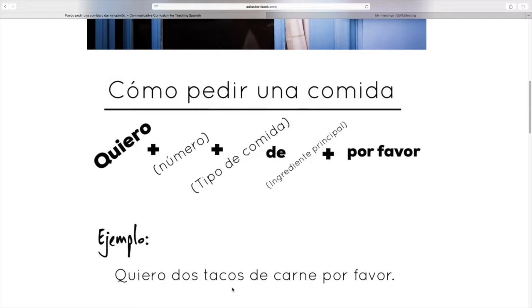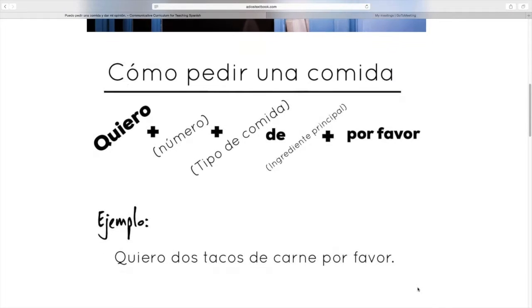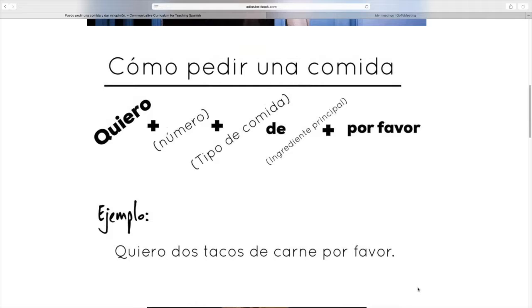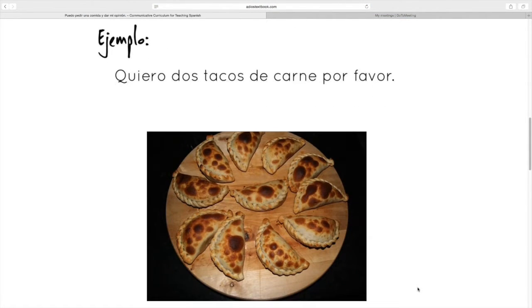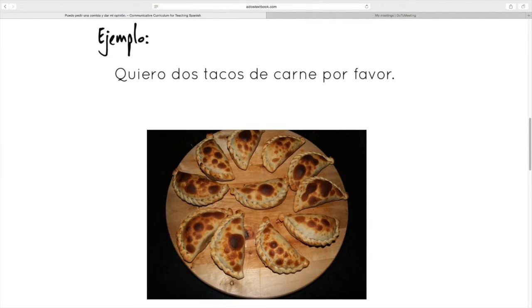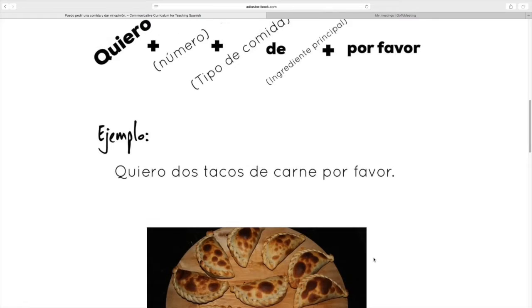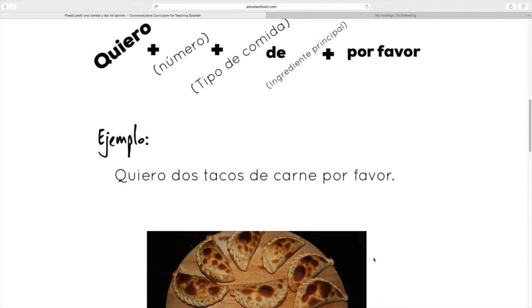I put an example below. So, quiero 2 tacos de carne, por favor. And then I'm going to see if my students can figure out how to do that themselves. So I'm going to put a picture up and let them see if they can order what's in this picture. So again, they're going to have to go through and count this and then tell me, all right, 11. And then tell me I want 11 empanadas, and they could put in their own ingredient. I want 11 beef empanadas, please.